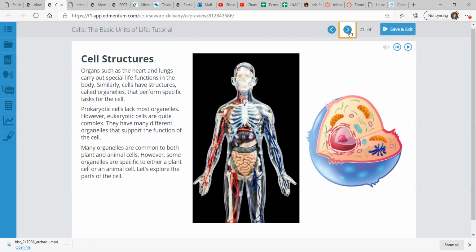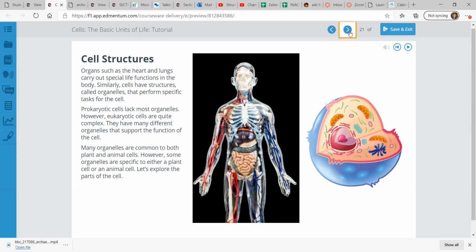Prokaryotic cells lack most organelles. Remember, the prokaryotes were the oldest form of cells. So they're very basic. And then the eukaryotic cells developed later. They have a nucleus and all the other organelles that we are about to learn about. They're more complex, more developed.